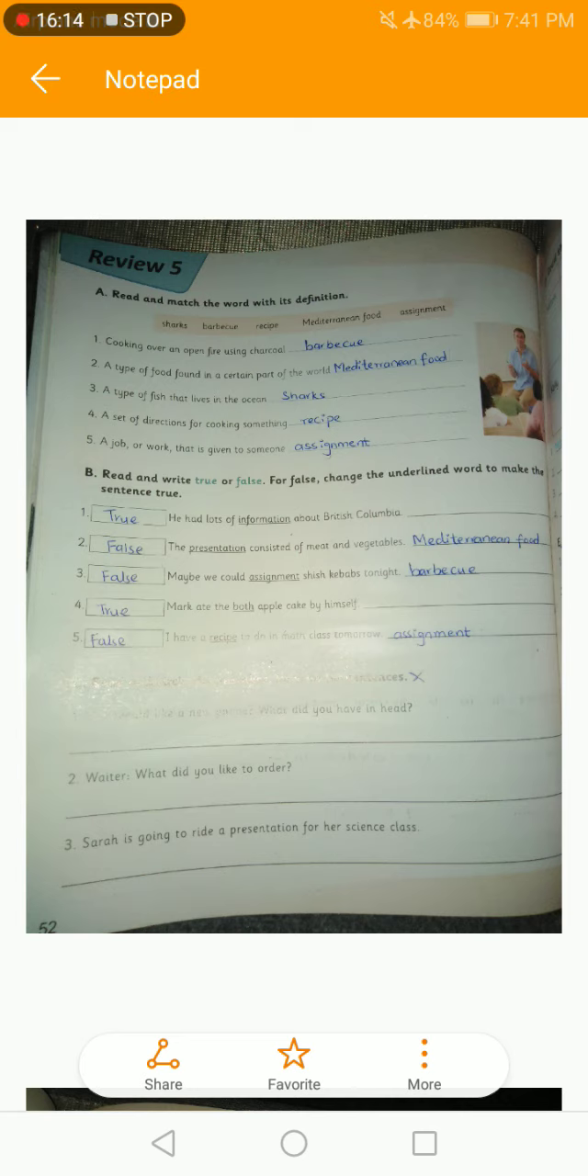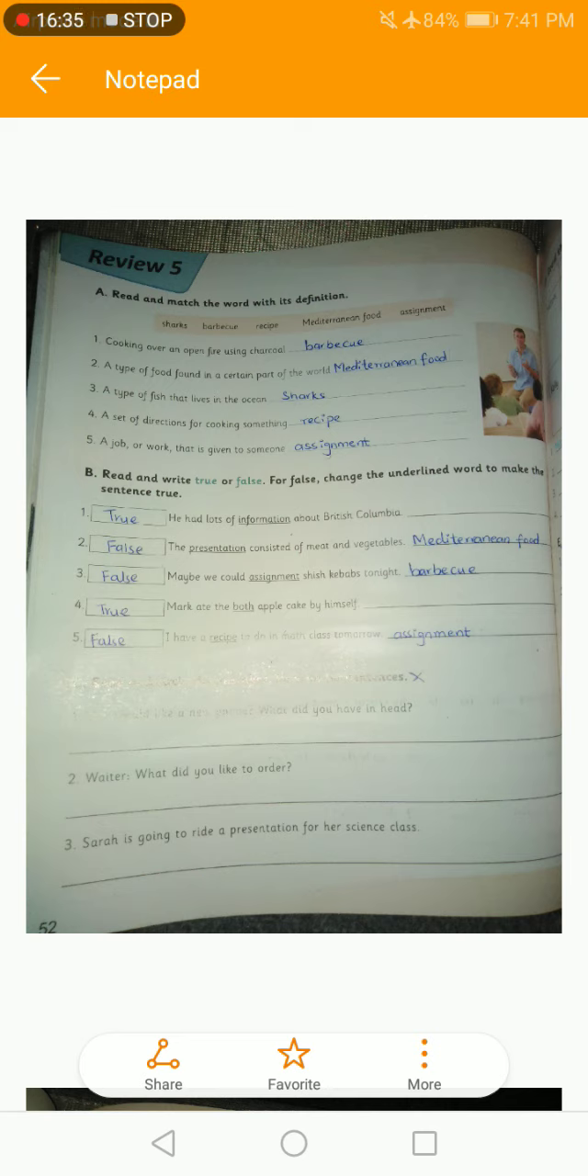It is shark. Then the fourth one, a set of directions for cooking something, means recipe. Then the fifth one, a job or work that is given to someone, that is assignment. Okay, B. Read and write true or false. For false, change the underlined word to make the sentence true.